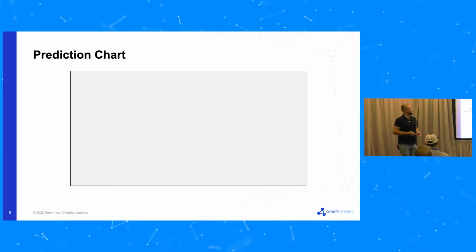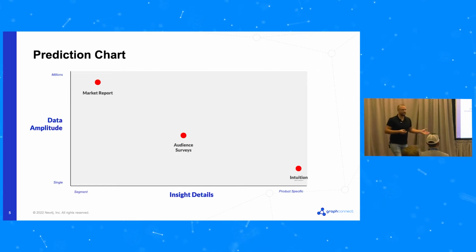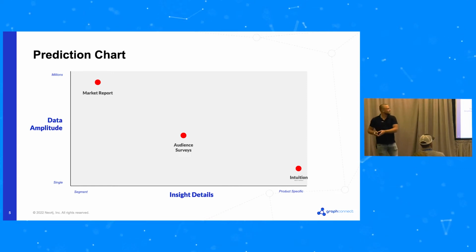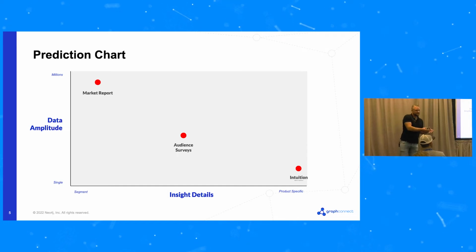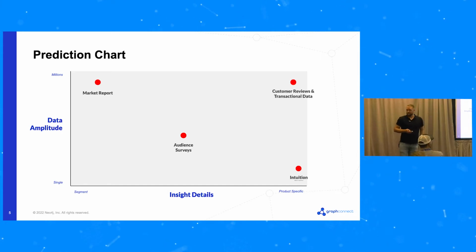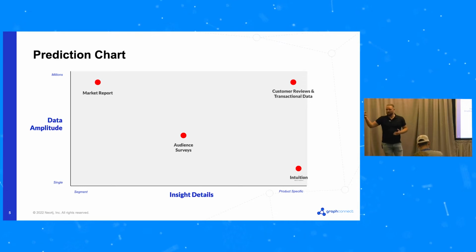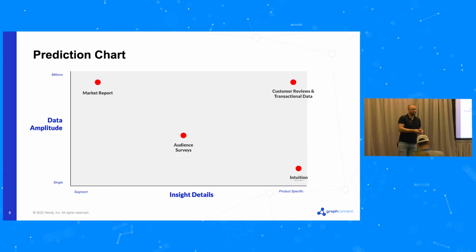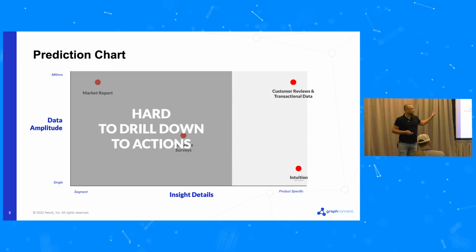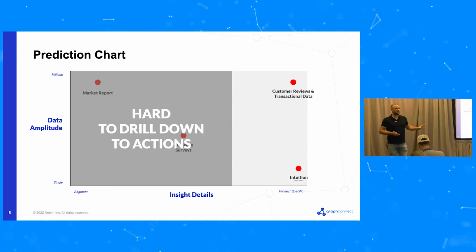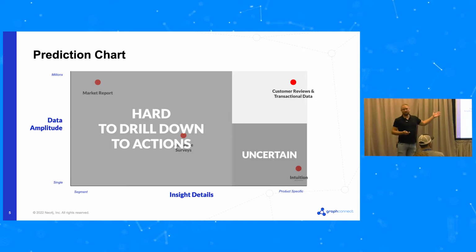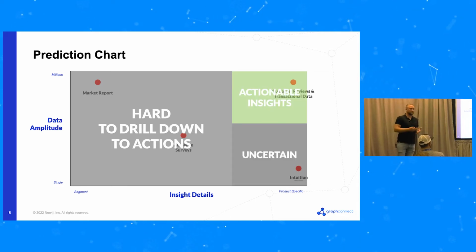We can also look at a different chart, the prediction chart, which looks at data amplitude and insight detail. Are we looking at the whole segment, or are we looking down at the product-specific insights? Are we looking at single data input sources or millions and millions? Again, customer reviews and transactional data are at the top. We can go down, we can get millions of insights, but down at a product-specific level. This segment, it is hard to drill down to actions. It is commonly used when you talk about strategic goals, the long-term things. Up here, we can get down to actionable insights on a daily basis.